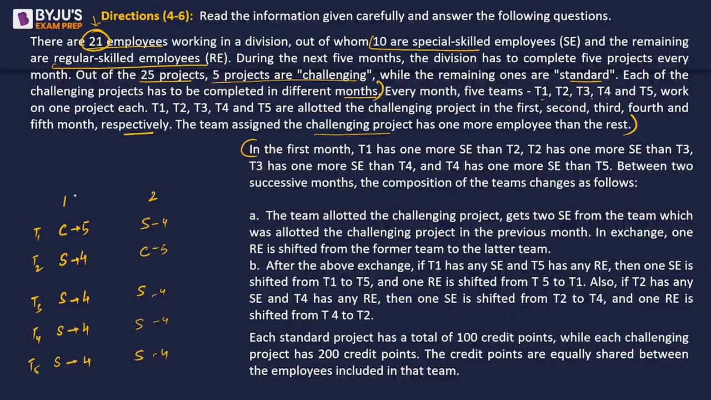Okay, so if I look at the first month, T1 is given challenging project and will be handled by 5 employees. Now employees were of two types, special and regular. So how many will be special, how many will be regular out of these 5 employees will be given in the next statements. Okay, so let's read them out. In the first month, चलो यहां तक तो समझ में आ गया ना? I believe यहां तक सबको समझ में आ गया.